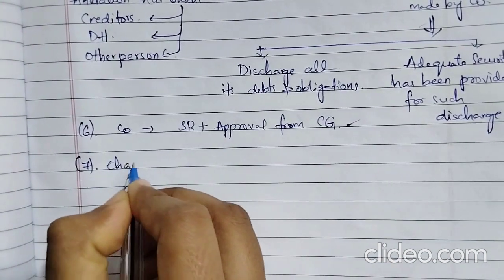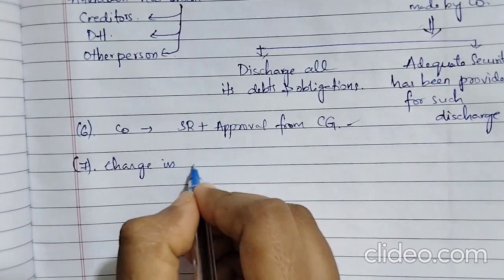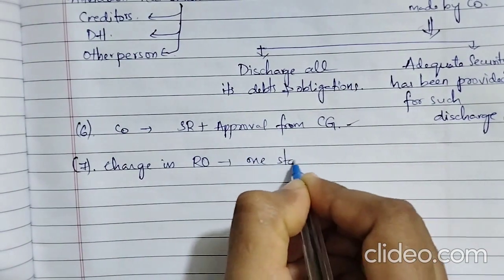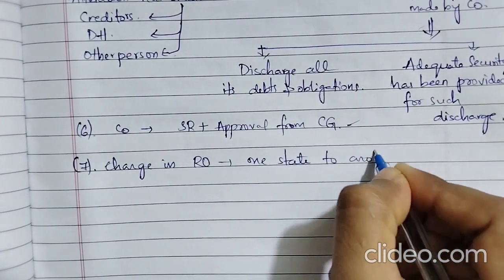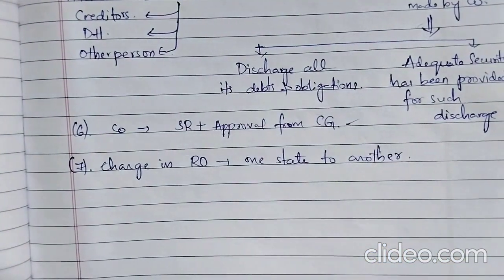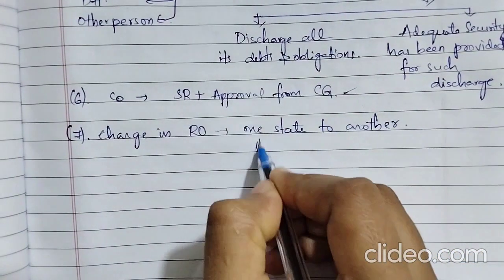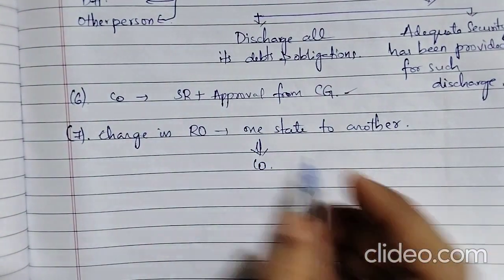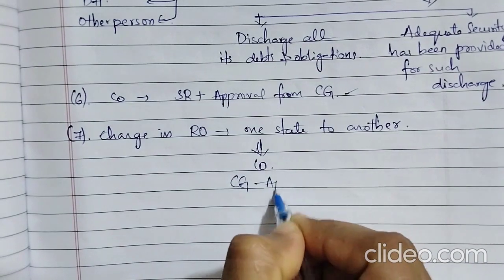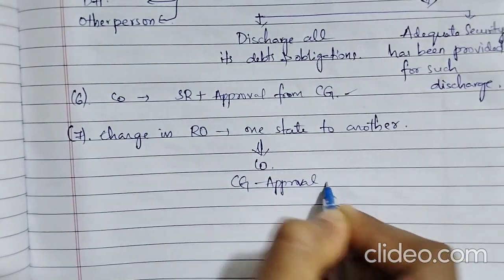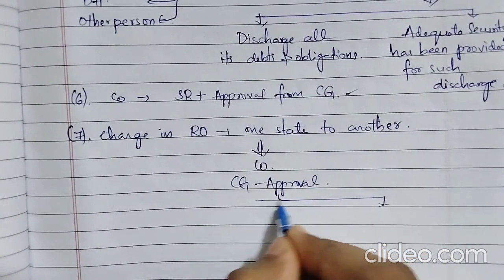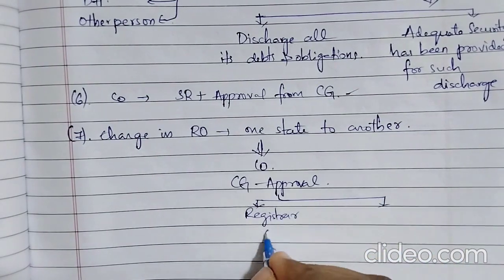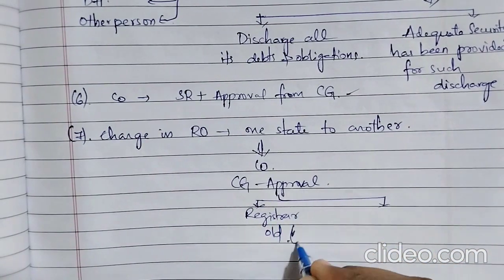Next, change in registered office from one state to another. In a simple way, we will go. The company should take central government approval. After the approval, the registrar will remove the old address.